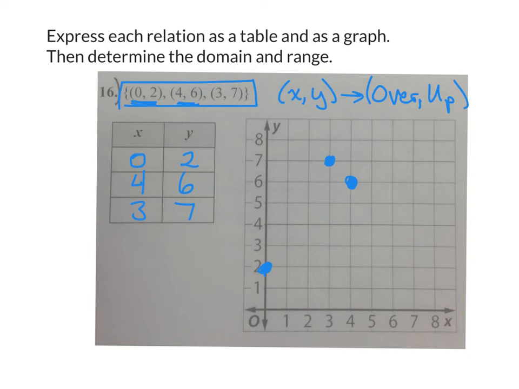Now, the second thing says to determine the domain and range. Let me just write those two down. The domain and the range. When we're talking about domain, technically the domain is the set of all of the x values, all of the inputs. So how we would write the domain is we just list them as 0, from right here, 0, 4, and 3. And we use these braces around it to signal that that's the set that we're talking about.